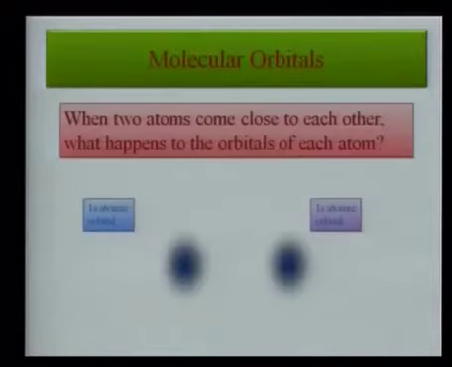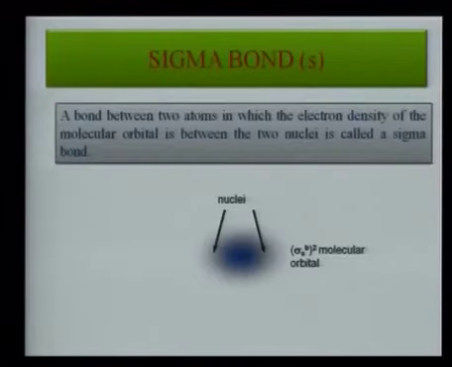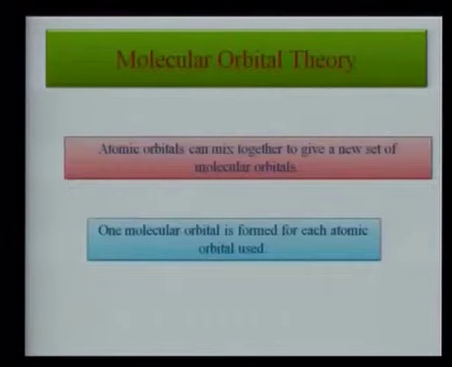So, I will give you a little bit about these molecular orbitals. When 2 atoms come close to each other, what happens to the orbitals of each atom? You are very well aware, one s orbital of hydrogen and another hydrogen overlap with each other to form bonding molecular orbitals. A bond between 2 atoms in which the electron density of the molecular orbital is between the 2 nuclei is called a sigma bond. Atomic orbitals can mix together to give new sets of molecular orbitals. One molecular orbital is formed for each atomic orbital used.